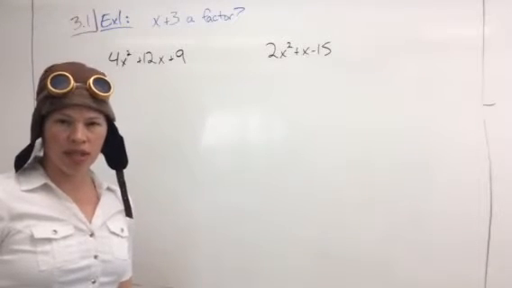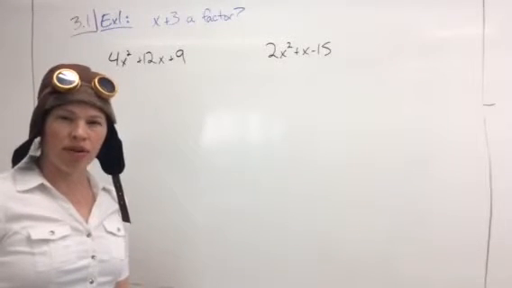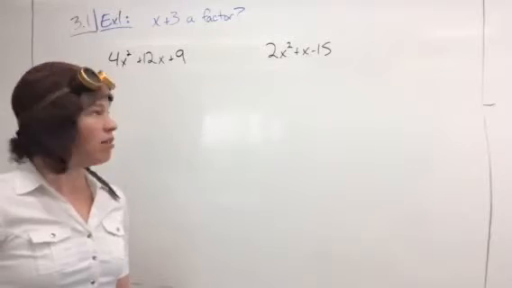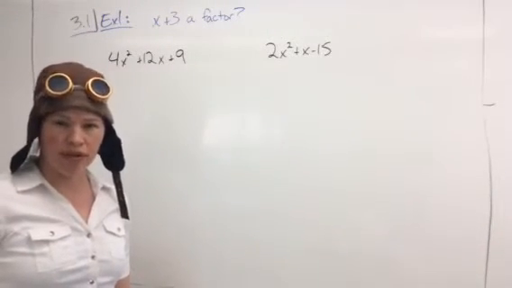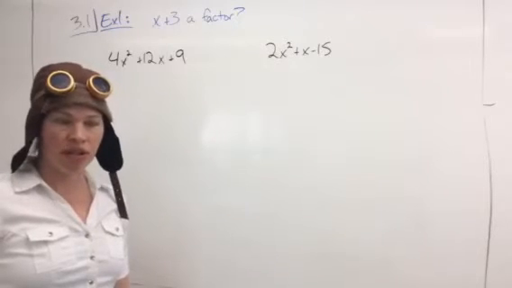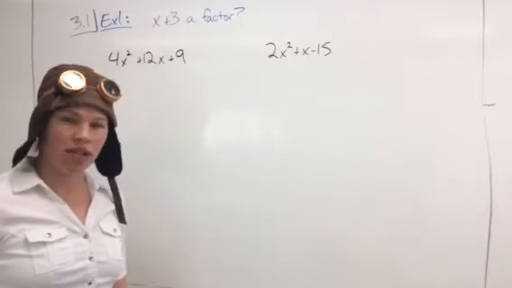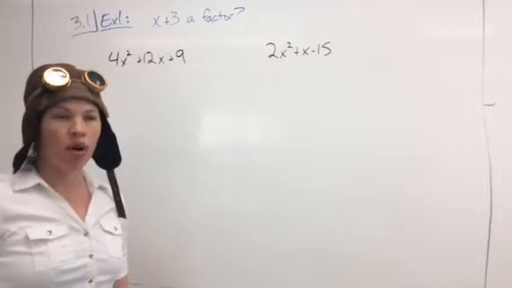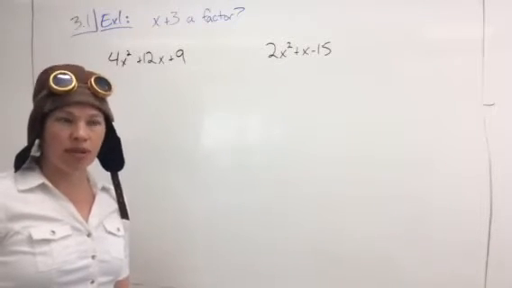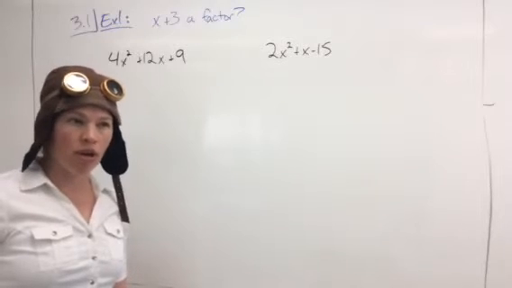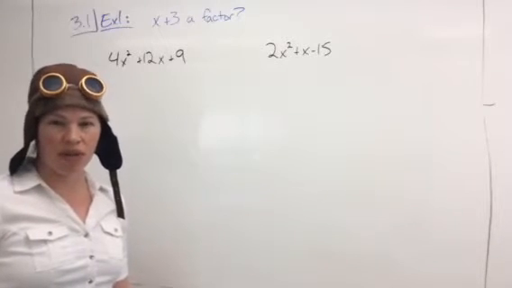In example 1, they ask you to find out whether or not x plus 3 is a factor of either of these two trinomials. You can go about this in two different ways. You could either factor the trinomial and then look to see if x plus 3 is one of those factors, or you can try to use x plus 3 and then figure out what would go in the other set of brackets, see if that works.